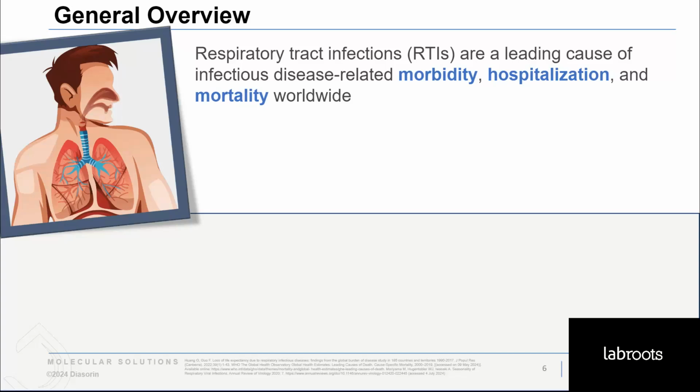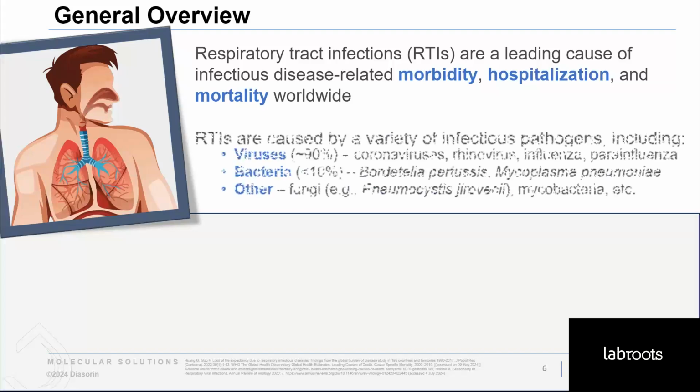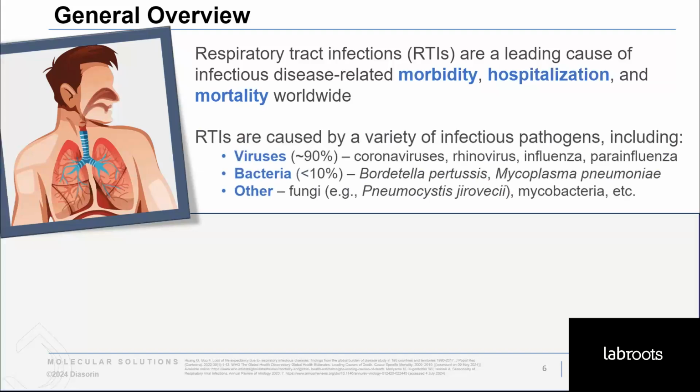So respiratory tract infections are a significant global health concern due to their high rates of illness and death. Most respiratory infections are caused by viruses, followed by bacteria and other pathogens such as fungi or even mycobacteria, or even a combination of these leading to co-infections. Now, the incidence of these infections varies with the season, with some typically occurring during the fall and winter, such as influenza, and other infections more common during summer, while others occur all year round.